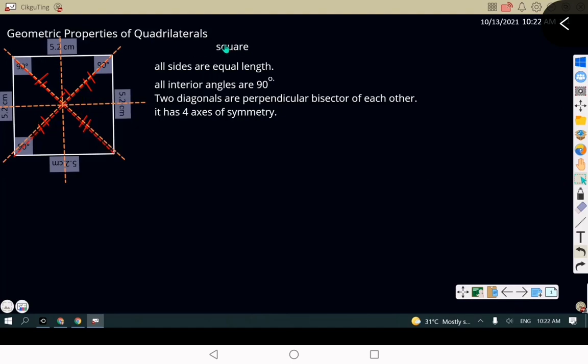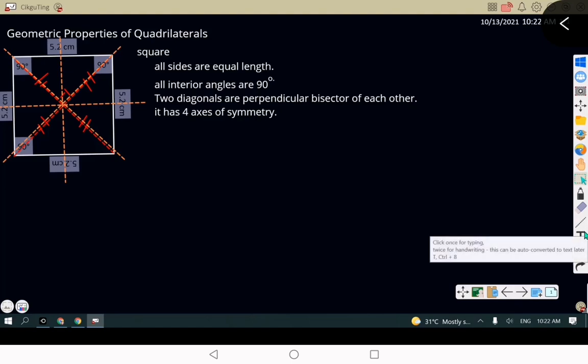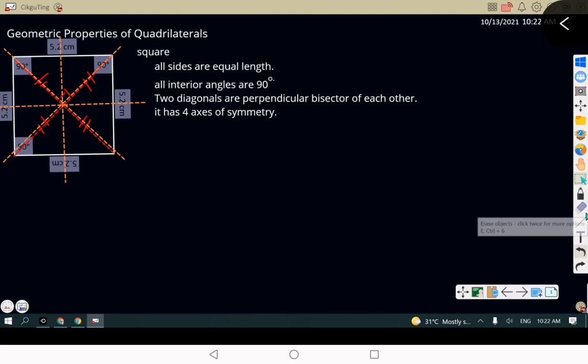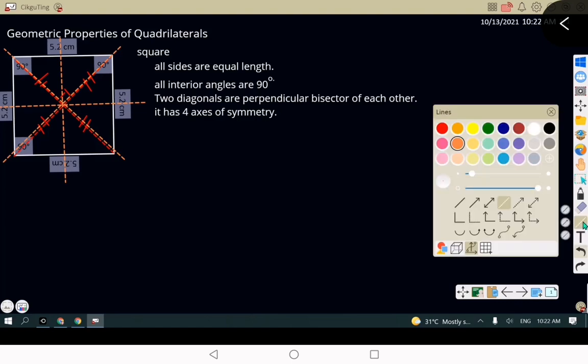So this one is a square. Okay? Go to another one. We consider the next to be a rectangle. This one is a very familiar name in your life already. Okay, it's a rectangle.